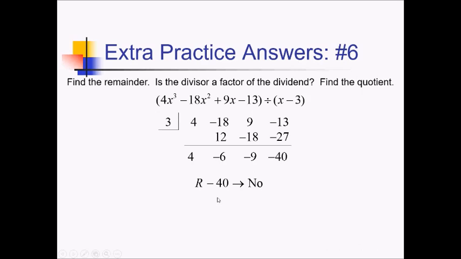For the quotient, we're going to use the bottom row numbers except for the remainder. And our exponent's going to be 1 lower than we started. So this 4 down here represents a 4x squared because we had an x cubed divided by an x, so that's x squared. And now we have a minus 6x minus 9.